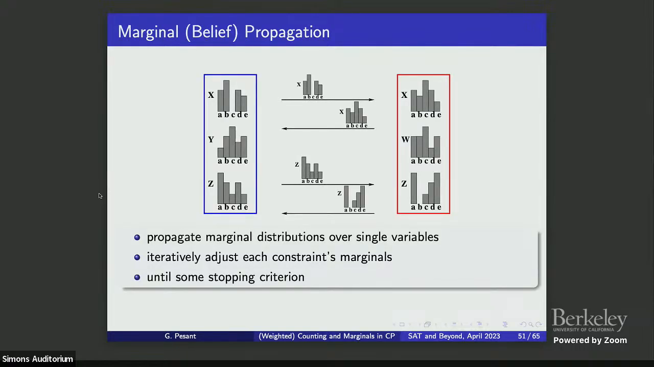Okay, what is this picture? The blue rectangle and the red rectangle are two constraints. The blue constraint is on variables x, y, and z, and the other one on x, y, w, and z. And you have the domains a, b, c, d, e, and you've got this discrete distribution, the probability mass function over the domain. So that's more informative.